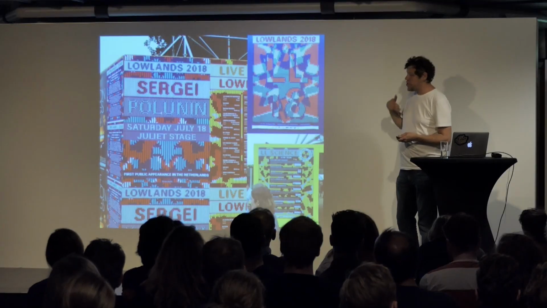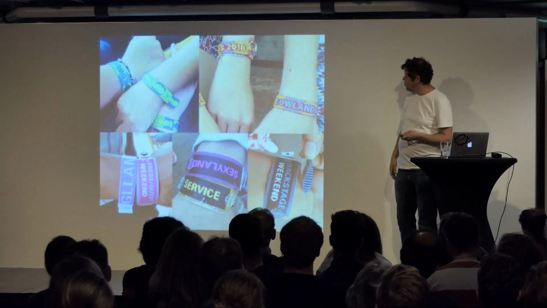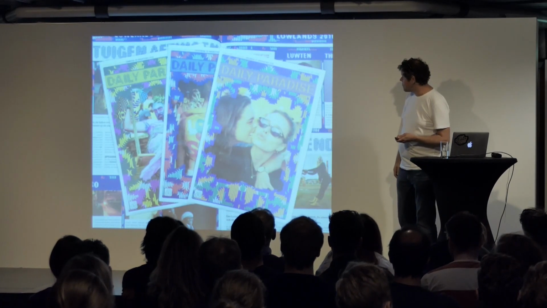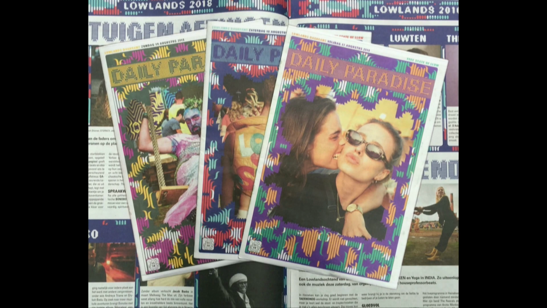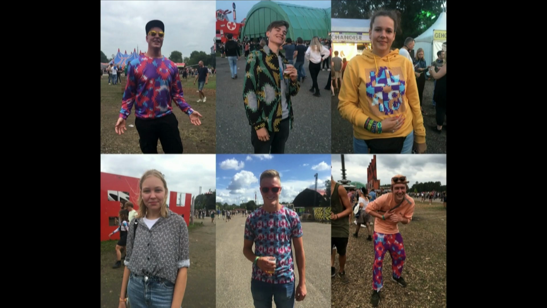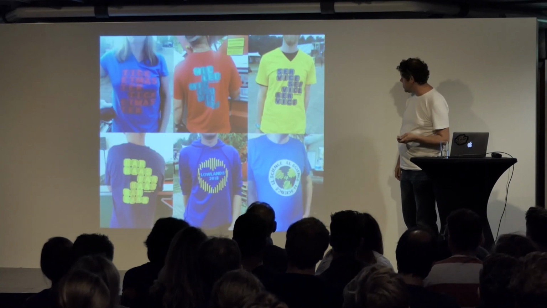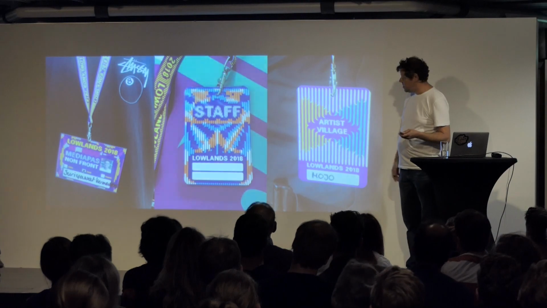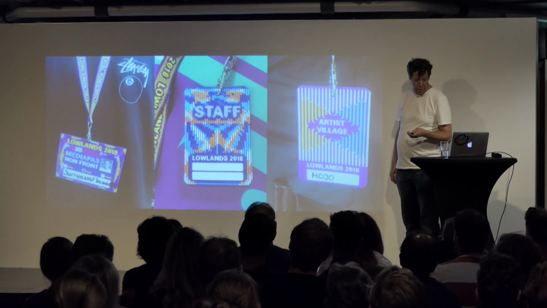But just the sheer amount of stuff that needs to be produced, whether it's print or physical things like wristbands, I had virtually nothing to do with that. This is really Hansje and Marjolein's work as graphic designers. But they used my tool, these large-scale patterns on the fences, merchandise, all kinds of stuff. So yeah, 2018 became super, super colorful and super complex.